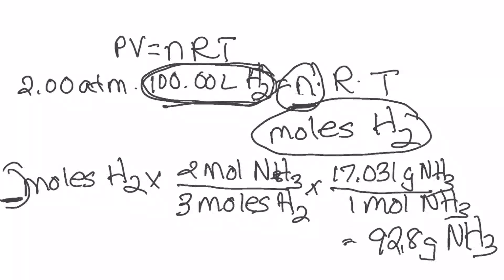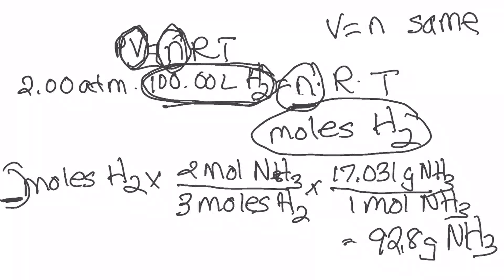If you start with PV equals nRT, if this volume is for hydrogen, then this is the moles for hydrogen. If the volume is for ammonia, then the moles will be for ammonia. So that's the only thing. The volume and the moles have to be of the same material. The pressure has to be of that material also. The temperature has to be of that material also. All right. So they have to be the same. You can't change from one to the next.